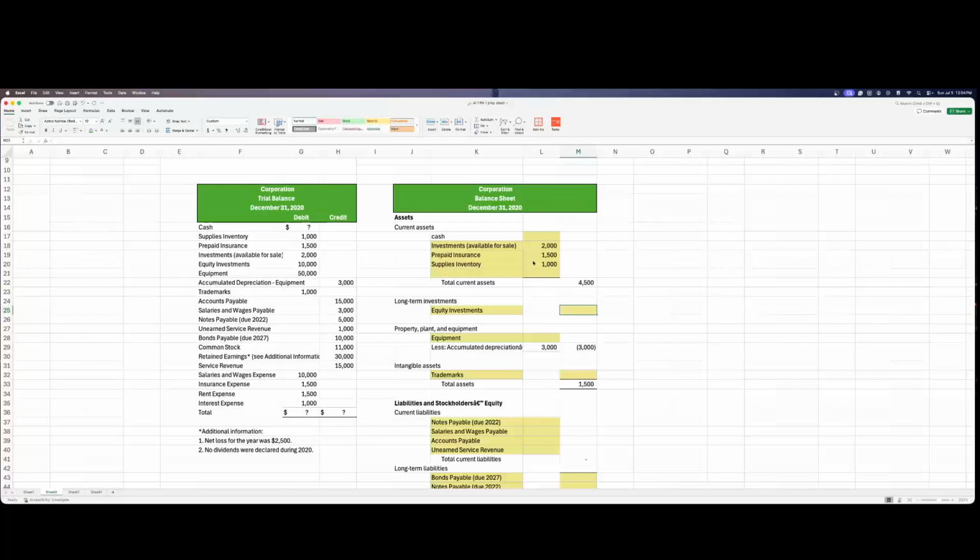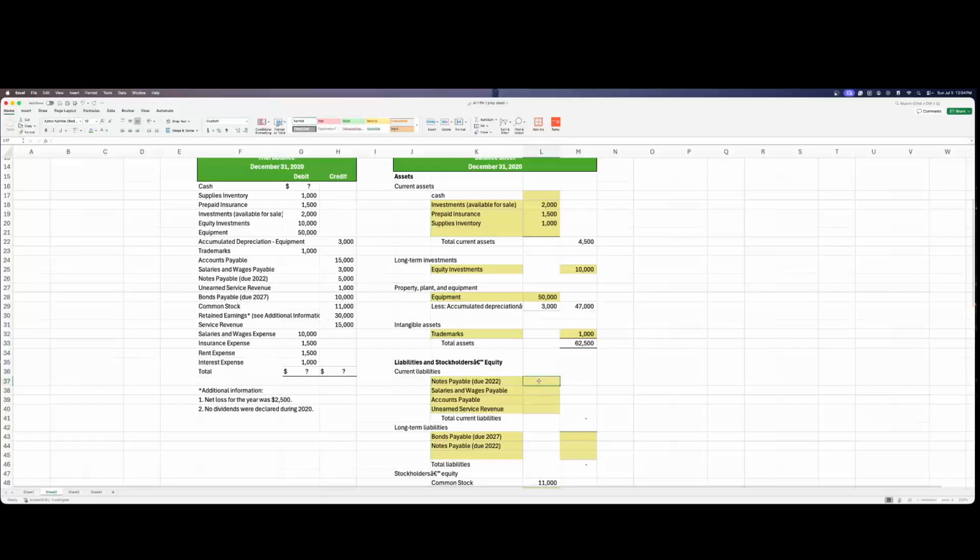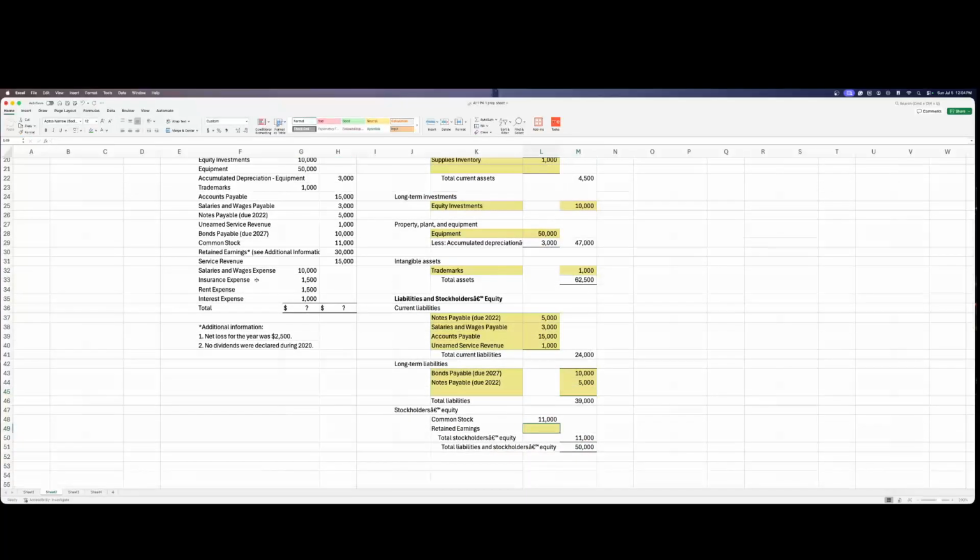2,000 equity investments. Let's see, 10,000 equipment. 1,000 trademarks. 1,000 notes payable. 5,000 salaries and wages payable. 3,000 accounts payable. 15,000 unearned service revenue. 1,000 bonds payable. 10,000 notes payable. 5,000 and retained earnings, 3,000. Okay.